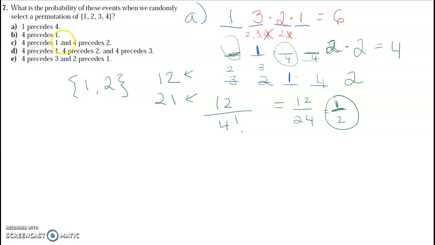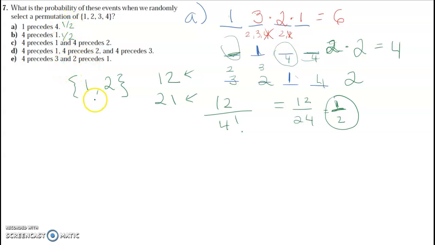4 preceding 1 would be another half. So here is 1/2, and here is another 1/2. If you want to really check, you can apply the same method we just did for part A and count all the possibilities. Okay, so that was B. Let's take a look at C.